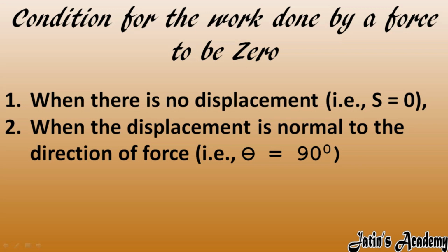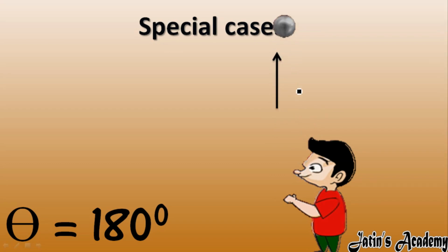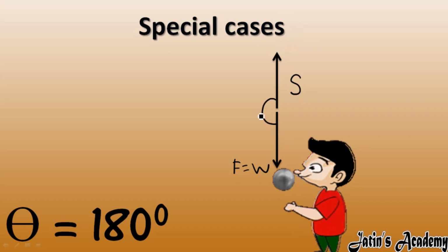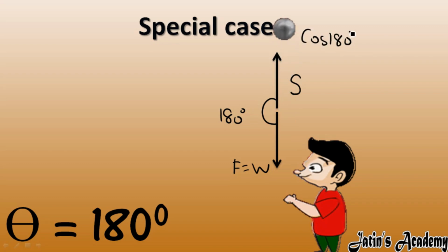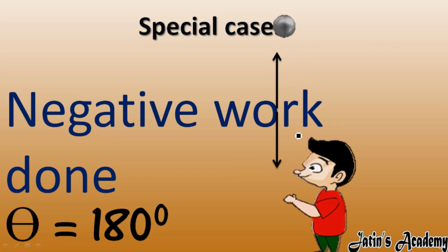Next special case: when a person throws a ball in the upward direction. In this case, the displacement occurs in the upward direction and the weight of the ball acts in the downward direction. So the angle between force and displacement here is 180 degrees, and cos of 180 degrees gives you -1. It means this is a case of negative work done. So when a boy throws a ball in the upward direction, due to gravity this is a case of negative work done.